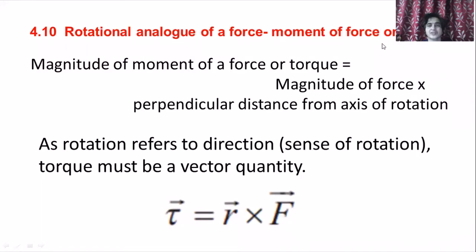So whenever we are going to talk about rotation, we'll talk about torque. Responsible quantity for rotation is torque. So tau is equal to r cross f. This we'll see more about this formula now.